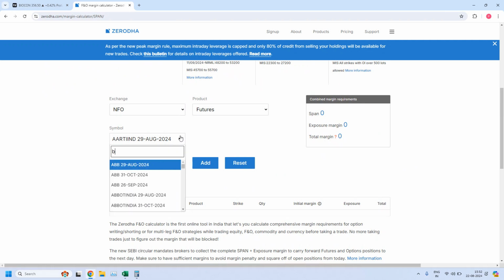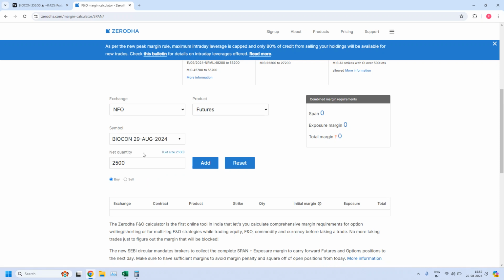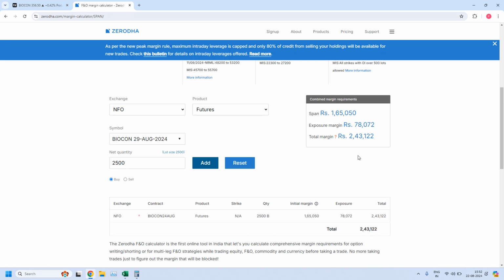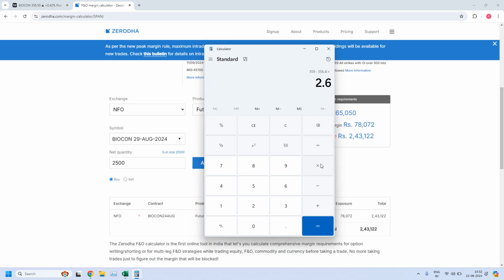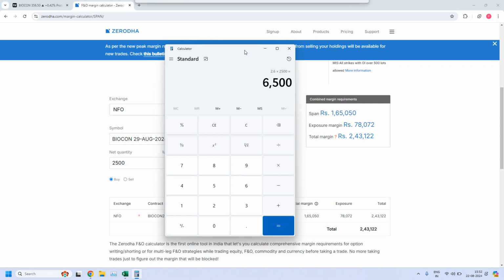Biocon, August futures, lot size is 2500, but your margin cost is 2,43,000. You would have got 6,500 rupees profit into 100 divided by this margin.